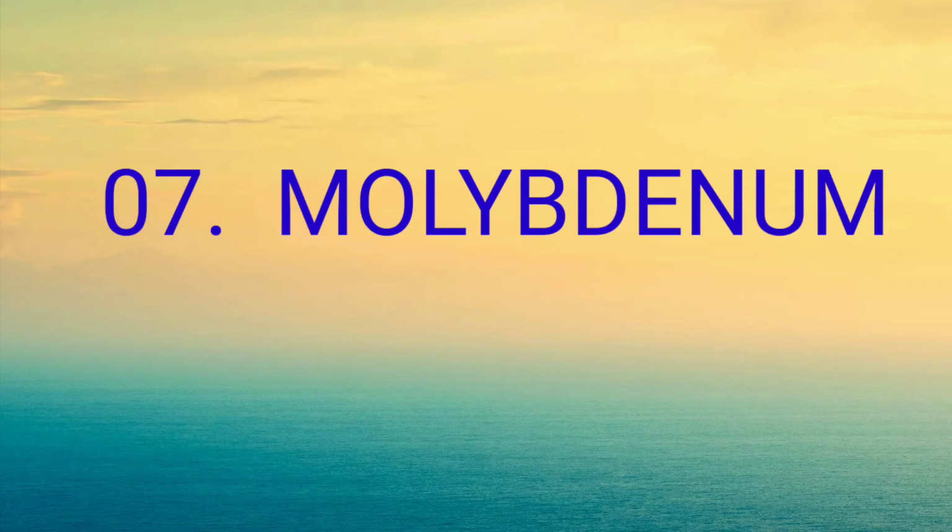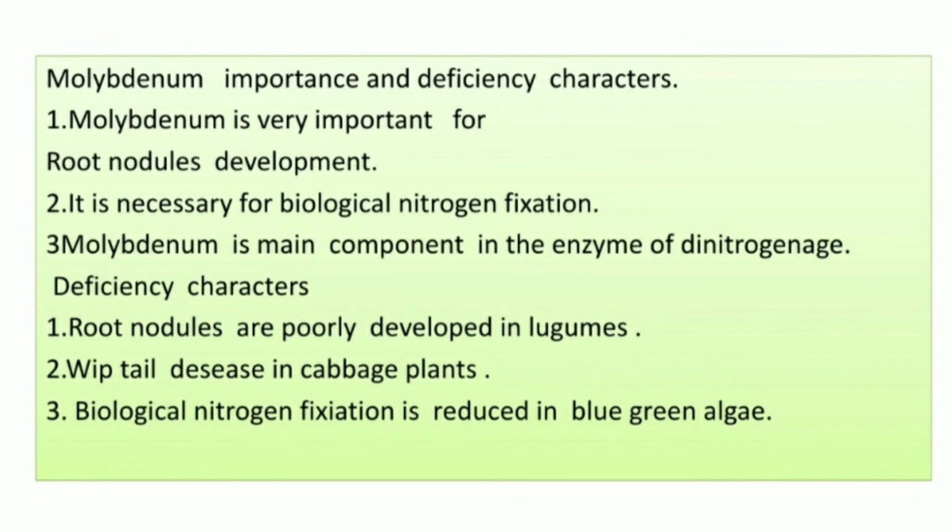Molybdenum is the seventh important micronutrient for plant growth and development. Molybdenum is absorbed by the plants in the form of molybdate ion. Molybdenum is very important for the formation of ammonia by the dinitrogenase enzyme, which is very important for biological nitrogen fixation, and molybdenum is the main component in the dinitrogenase enzyme. The deficiency characters are that root nodules are poorly developed in legume plants due to the loss of molybdate ions.